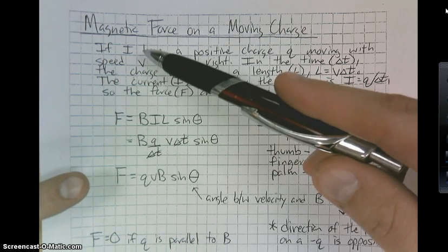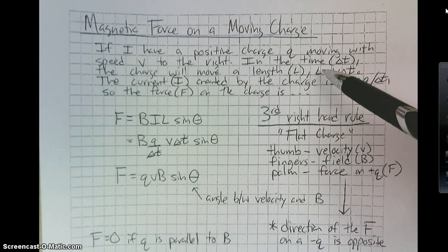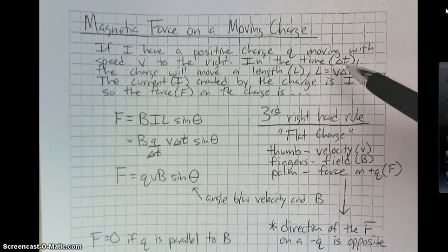So I've got an explanation up here. It says if I have a positive charge Q moving with a speed of v to the right, in the time delta t, the charge will move a length L, which would be equal to v times delta t. Now this is just, if we go all the way back to kinematics, in AP we've got delta x is the average velocity times time, or we could say S is v times t in IB. It doesn't matter.